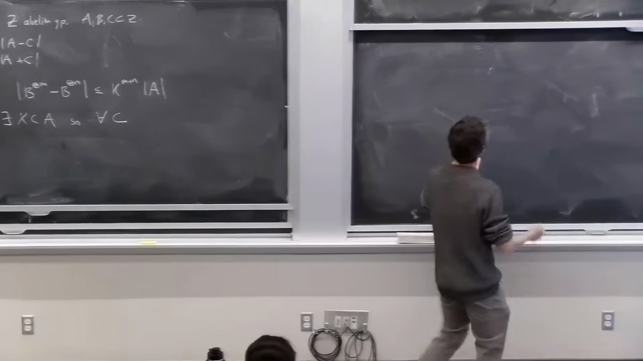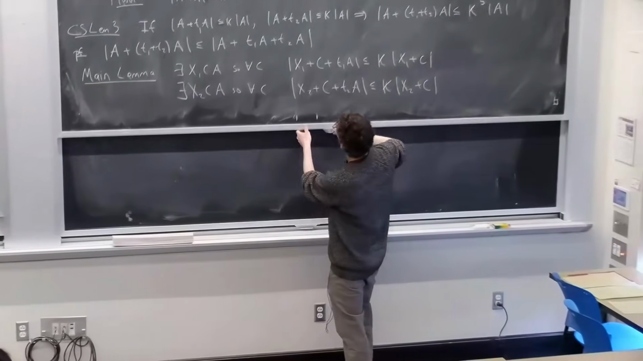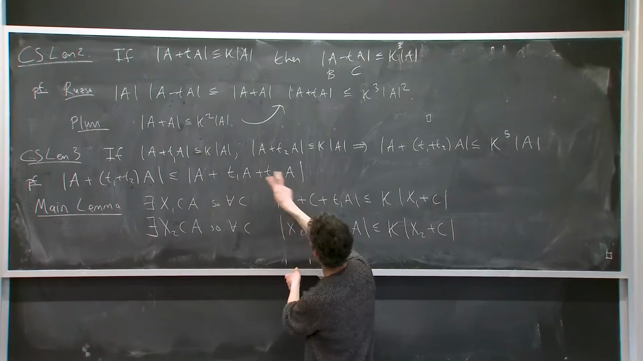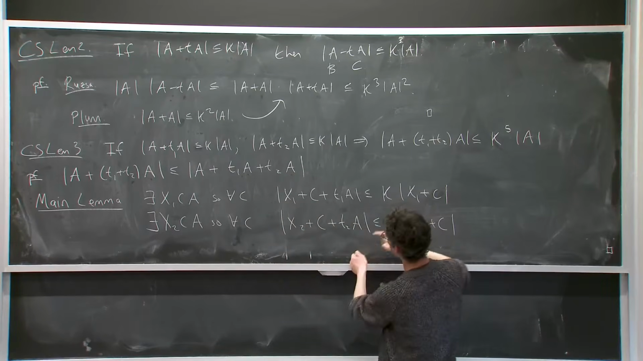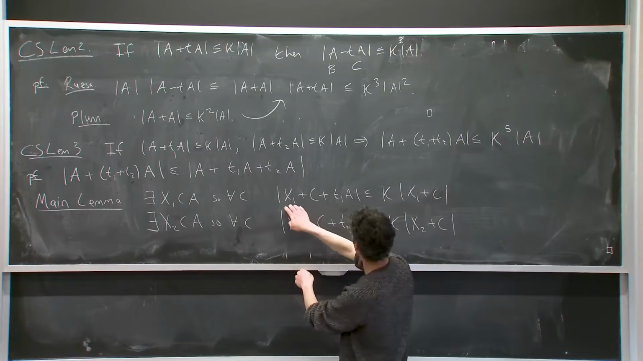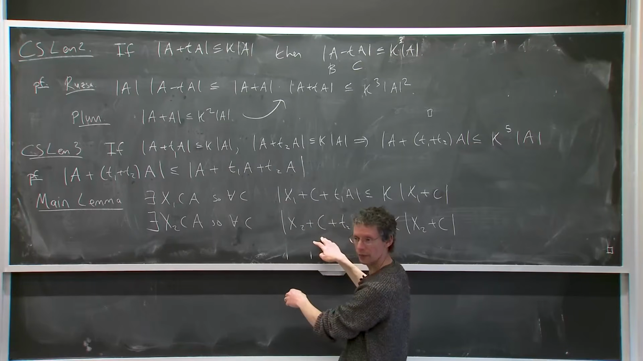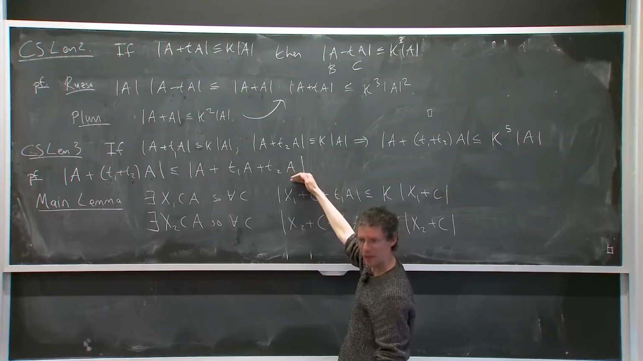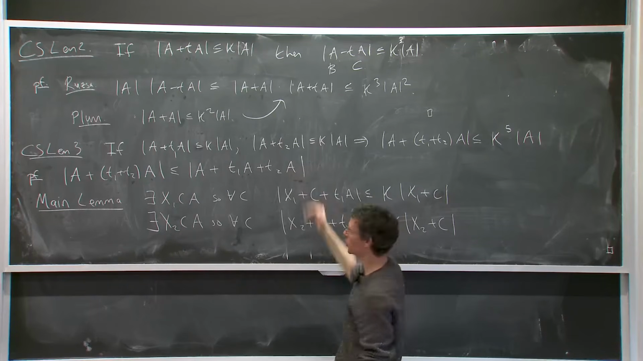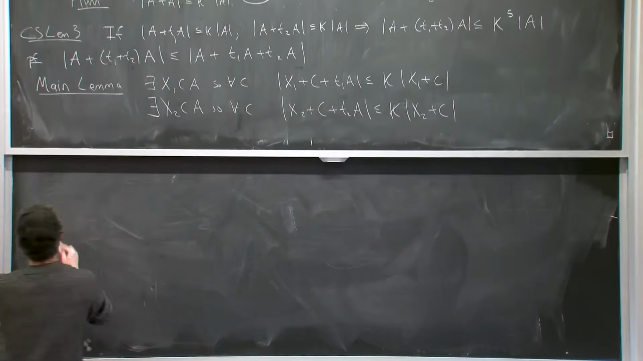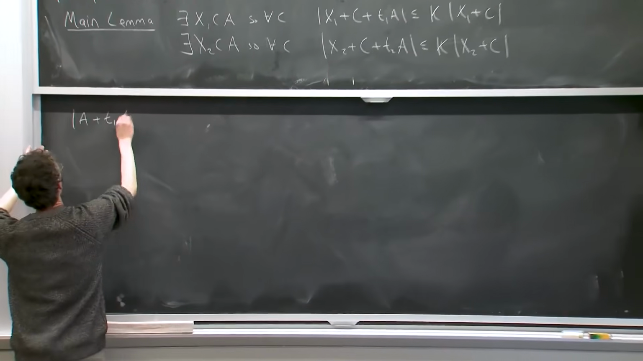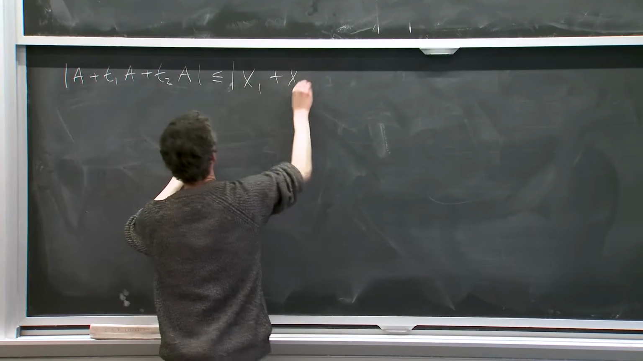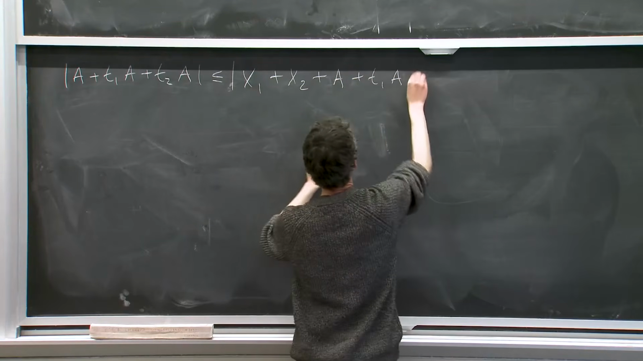OK, so now we want to bound this thing. We could get rid of the T1A and the T2A using this inequality if the rest of the stuff had the form x1 plus somebody or x2 plus somebody. We don't have an x1 plus somebody or an x2 plus somebody here. So I'm just going to add them in, which again sounds extremely wasteful, but is actually OK. So A plus T1A plus T2A is bounded by x1 plus x2 plus A plus T1A plus T2A.